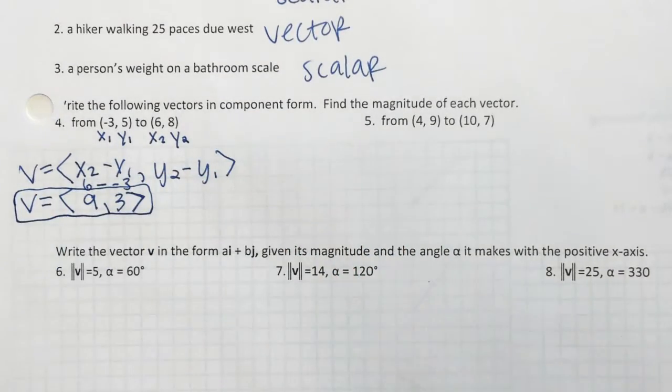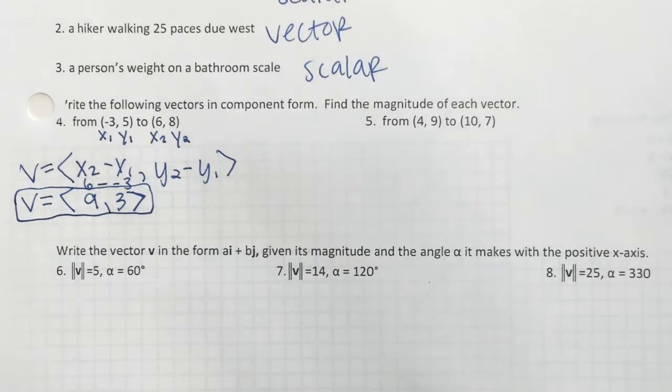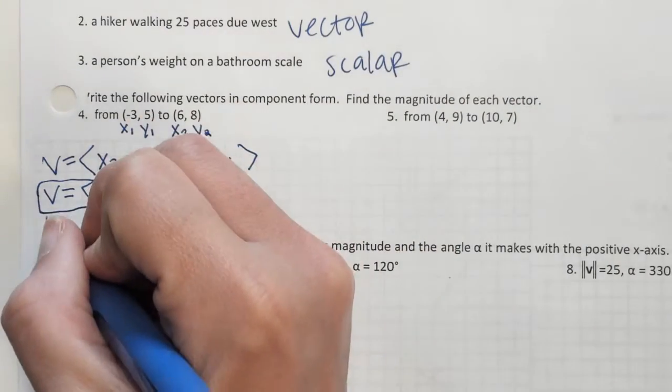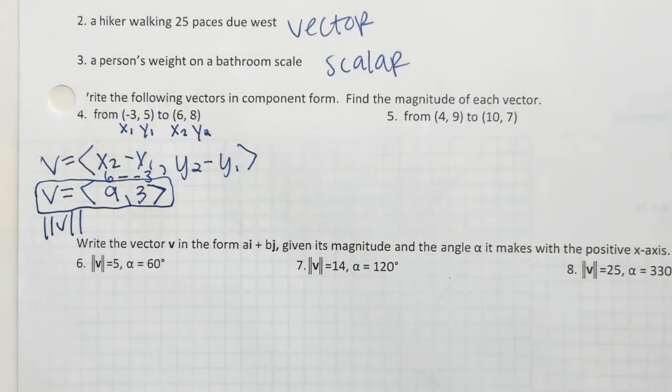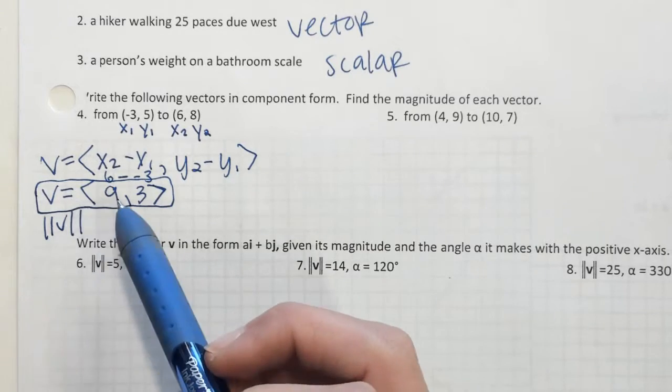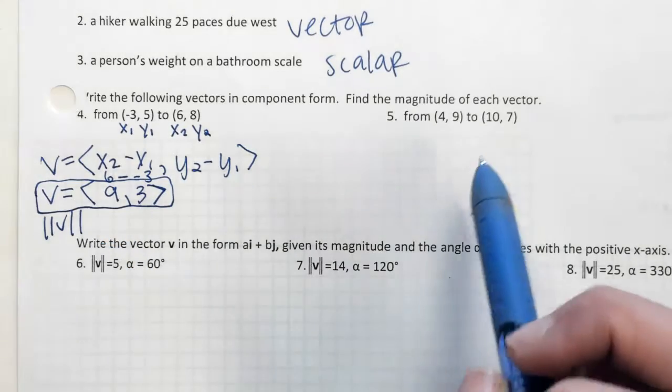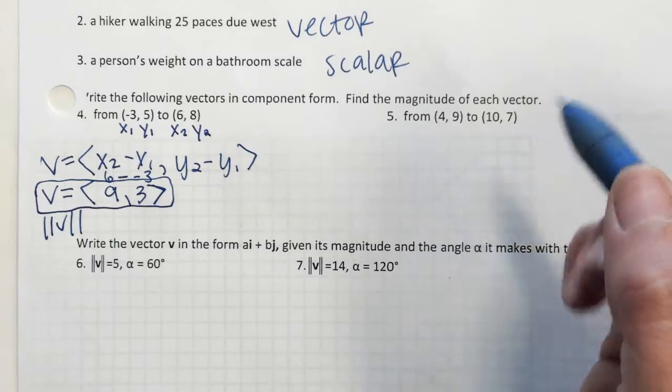Now we're going to find the magnitude. And the magnitude will be written like this, guys. It's 2 absolute values with a v in between it. So this is component form. Now we're going to find the magnitude, which we have to use the distance formula.